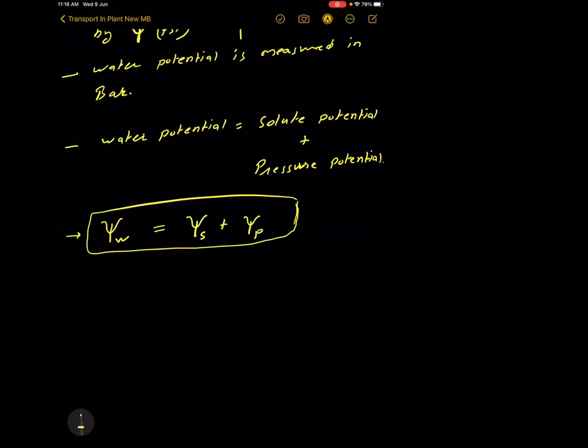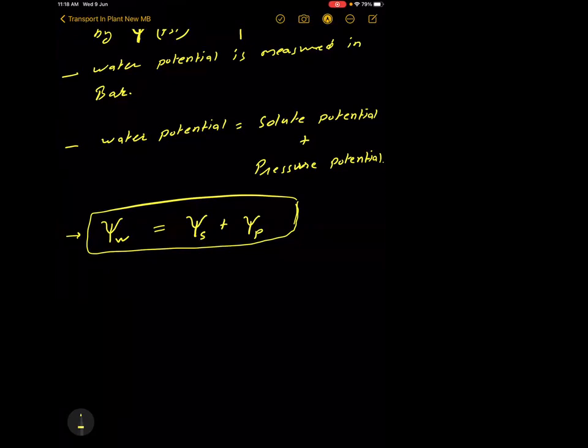What is pressure potential? Pressure potential is actually one pressure. There is a cell wall, no? So the cell and cell content exert a pressure on the wall. It is an elastic cell wall, with the membrane and the cell wall. The content exerts one pressure on the wall, and that is called pressure potential. Generally, it is positive.